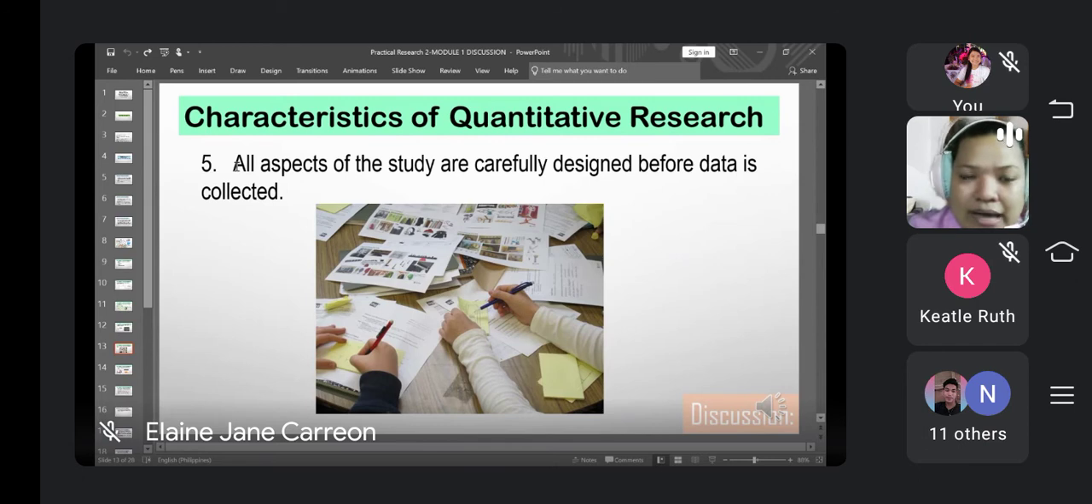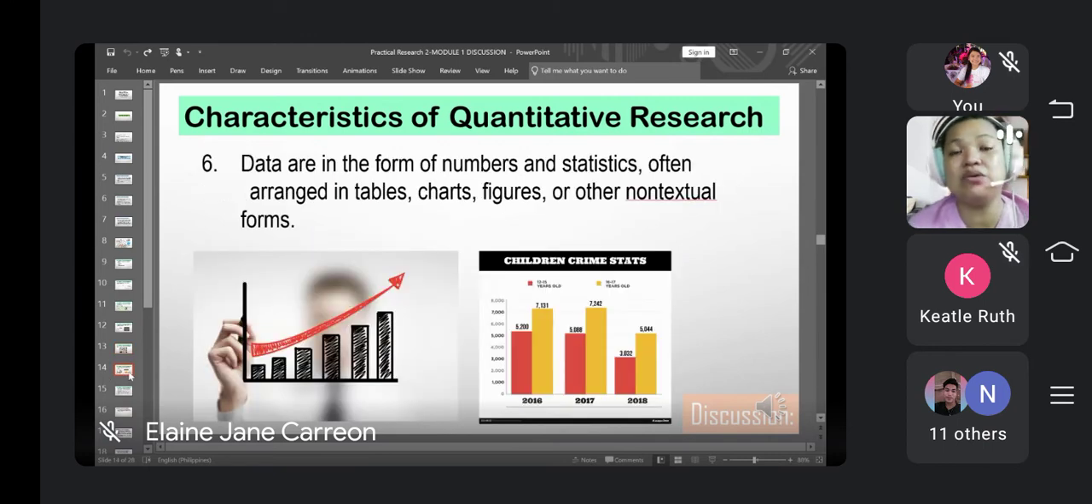Sabi ko nga kanina, you have to plan sophisticatedly and follow scientific steps in order for you to come up with a very good research. So you have to carefully design your research instrument. You have to carefully plan your research questions, your interview questions para mas maging maayos yung kalabasan ng iyong research.